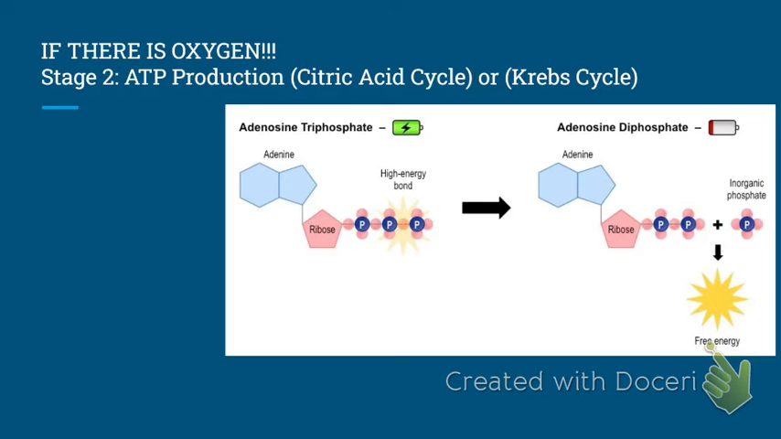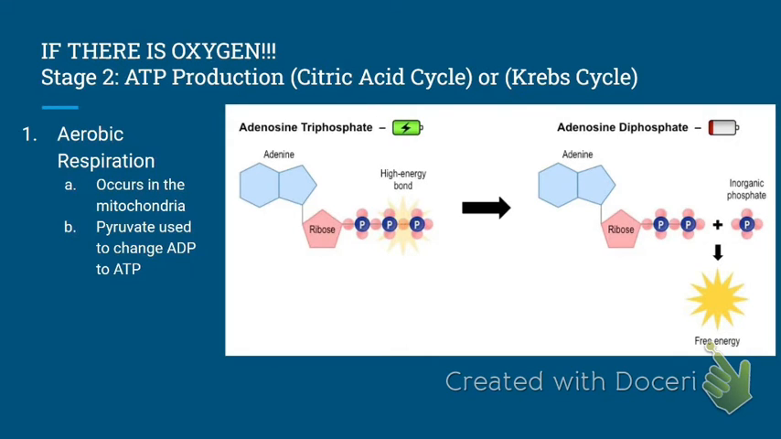So first we'll talk about if there is oxygen. This is what we want to happen, all right? We want oxygen to be present. So if there is oxygen, we call it the citric acid cycle, or sometimes it's called the Krebs cycle. So this is also, a third name, is called aerobic respiration. That means there's oxygen present. And in aerobic respiration, first of all, it occurs in the mitochondria. And the pyruvate is used to change something called ADP into ATP.